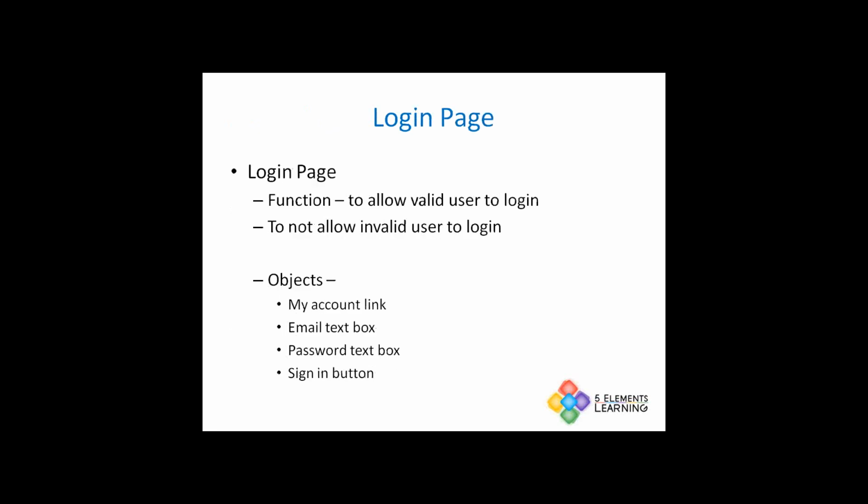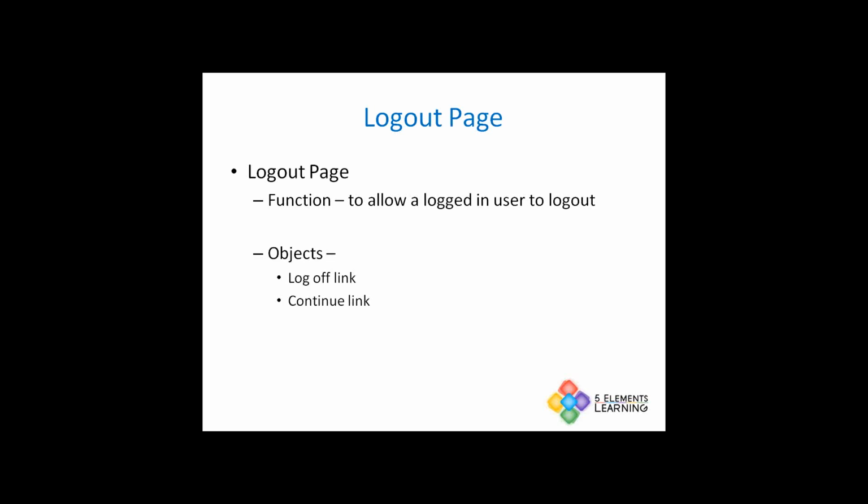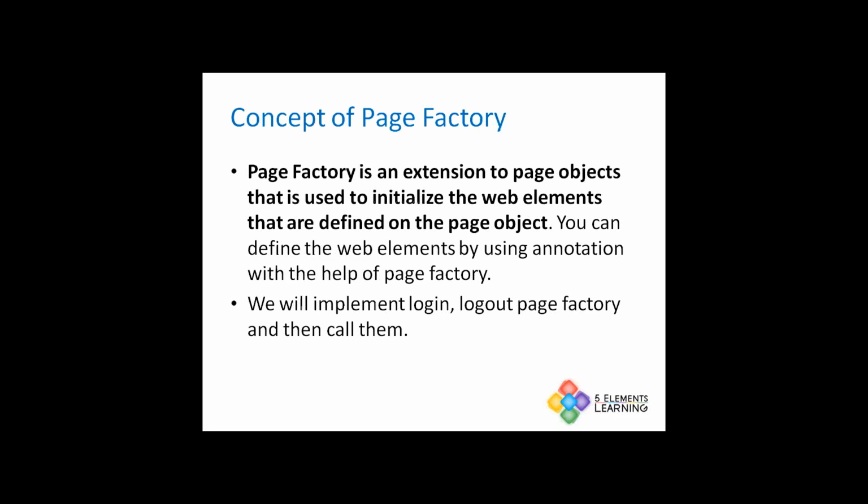So in the page object model, we look at the page as if it has two components. One is the function of the page and the other is the objects available on the page which are required to achieve those functions. For example, in the login page, the function is to allow a valid user to log in or to not allow an invalid user to log in. And the objects available to us for the login page are the my account link, email text box, password text box, and the sign in button. Similarly, we have the logout page, whose function is to allow a logged in user to log out, and there are two objects, the log off link and the continue button.